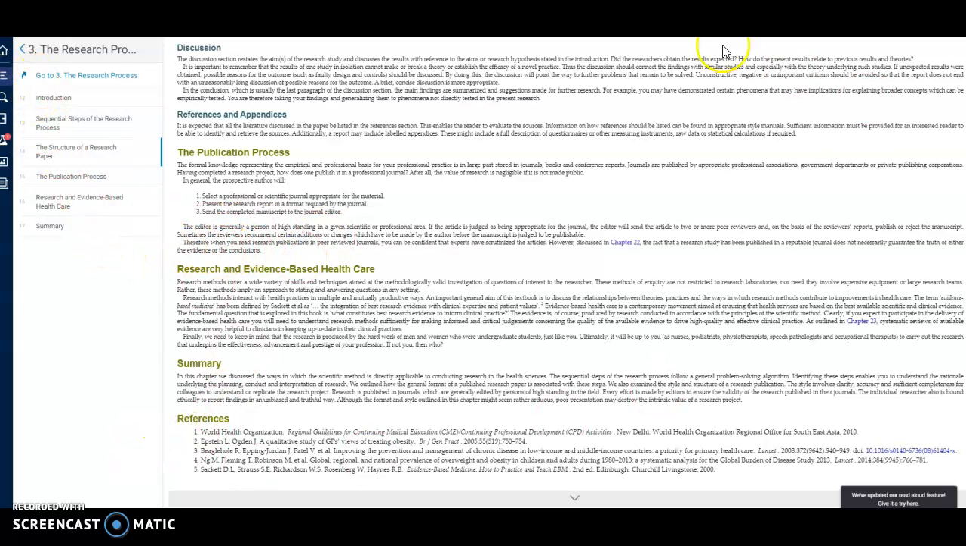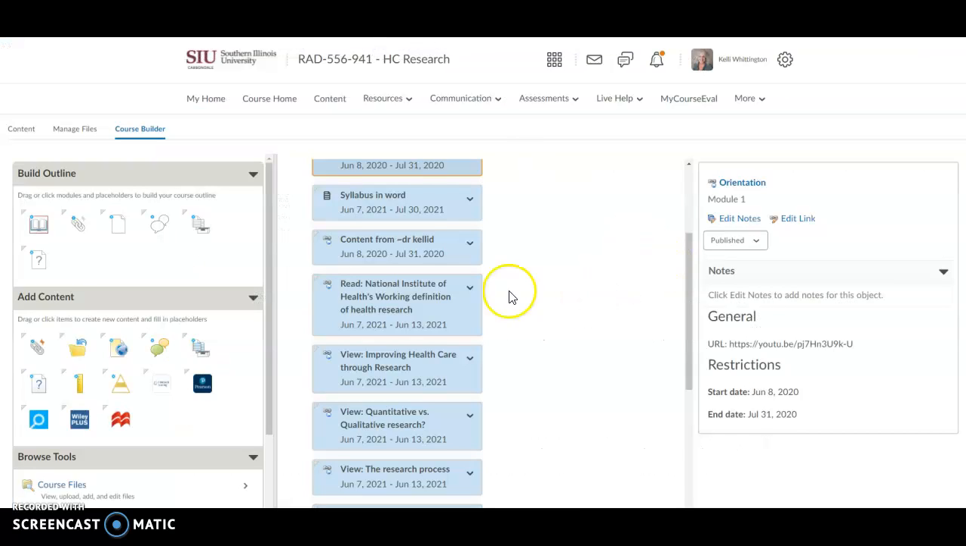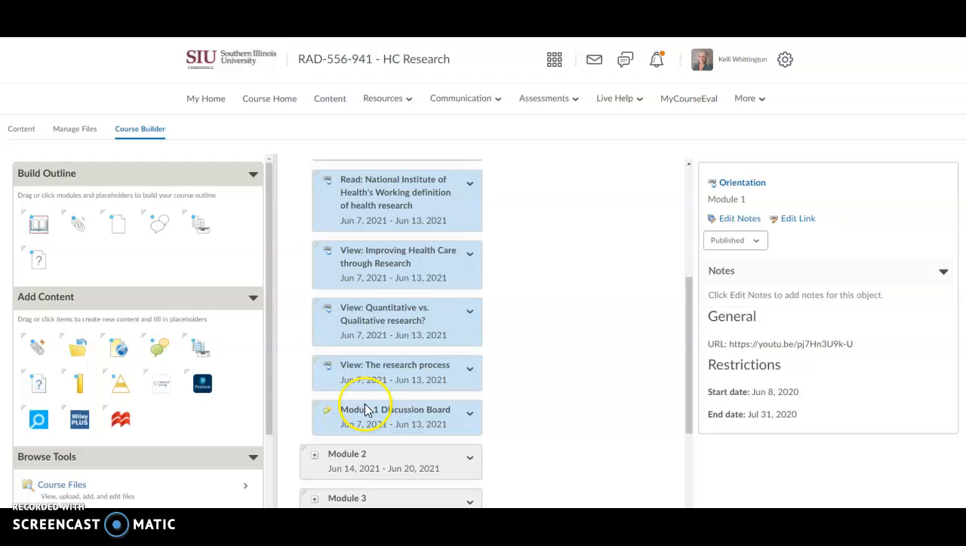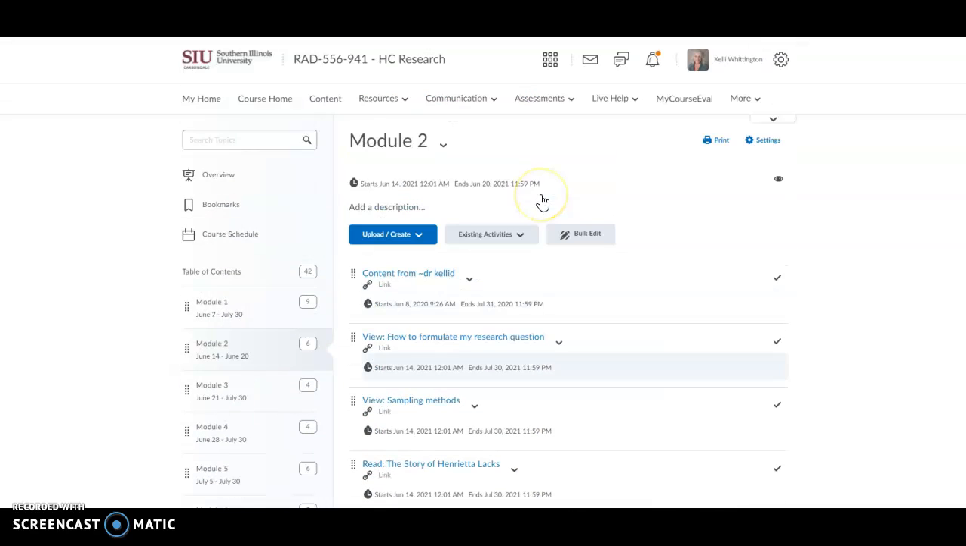And then wrapping that up, there's a few different things here for you to read within our course, and then a few videos, 3 videos that we're going to look at here, and then our discussion board. So let's go to our first discussion board and see what that one looks like. Let me back up a module.